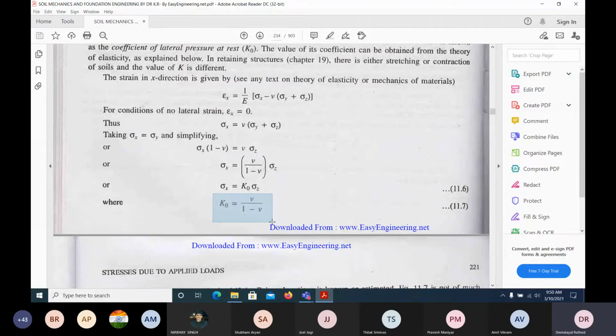Understand? That means k naught is equal to mu by 1 minus mu. So this particular equation is very, very important. They will ask in all exams. What is k naught? How can we find out k naught? If you know the Poisson's ratio, it depends on the Poisson's ratio of a soil.